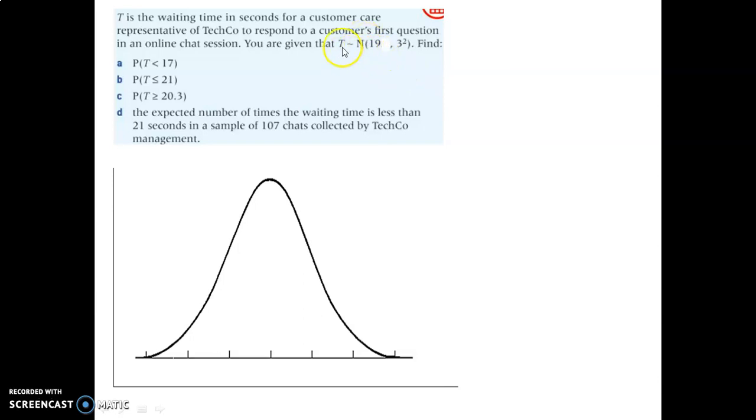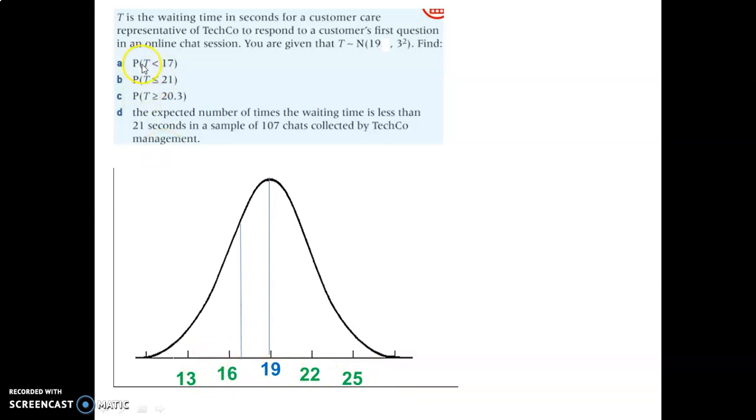It says here that T is distributed normally with a mean of 19 and standard deviation of 3, or variance of 9. Okay, so let's label this first. So we have the mean, 19, and since there's a standard deviation of 3, we can go down 3, up 3, down 3, up 3, down 3, up. I didn't go to the last one, but anyway, we get the idea.